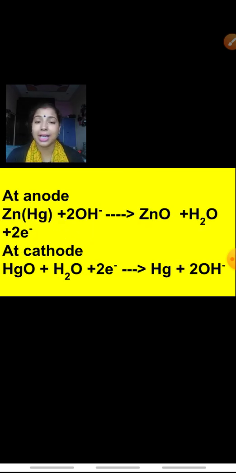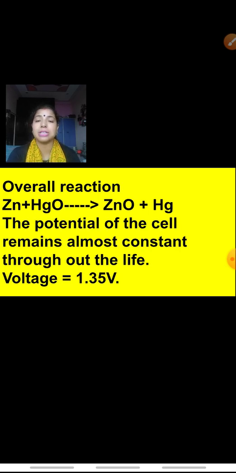Now see what is the reaction taking place at anode. Now see the zinc amalgam. Zinc amalgam is the paste of zinc with mercury. Zinc amalgam reacts with 2 OH negative ions from the electrolyte, resulting in the formation of ZnO plus 2H2O and gives out 2 electrons. These 2 electrons are taken up by the cathode and HgO converts to Hg at cathode and gives out 2 OH negative ions. The overall reaction is the combination of the two, that is Zn plus HgO gives ZnO plus Hg. You have to remember all these reactions.